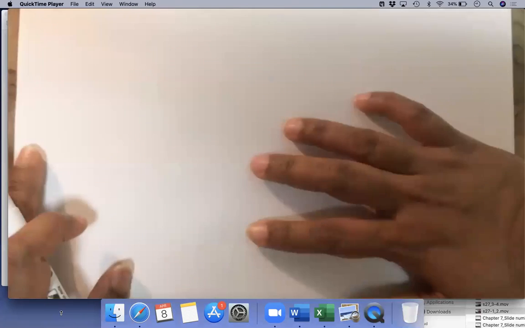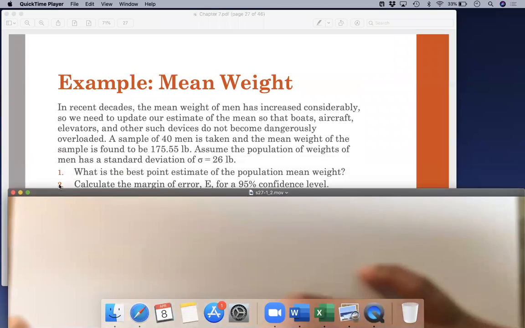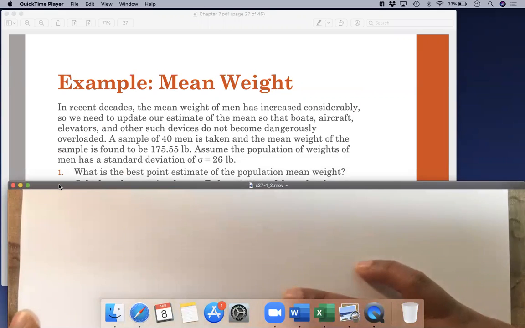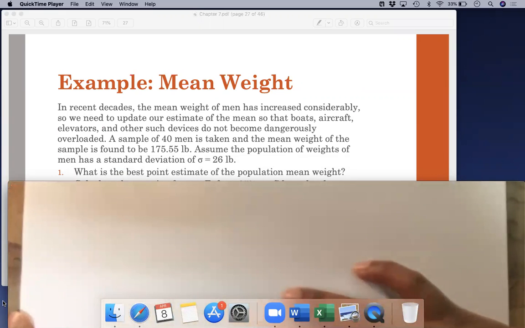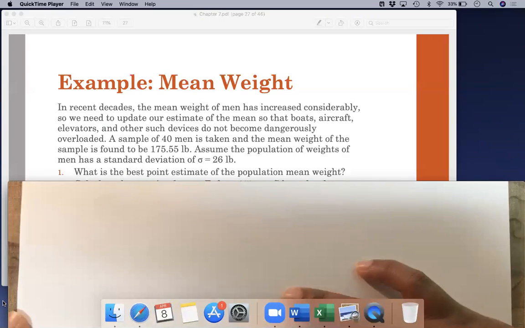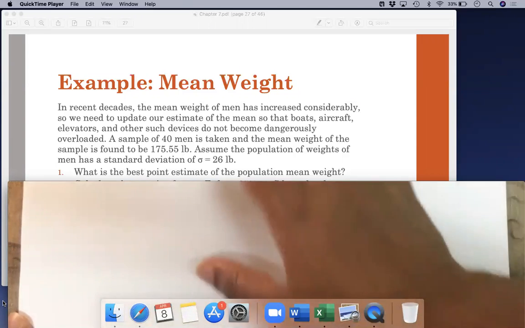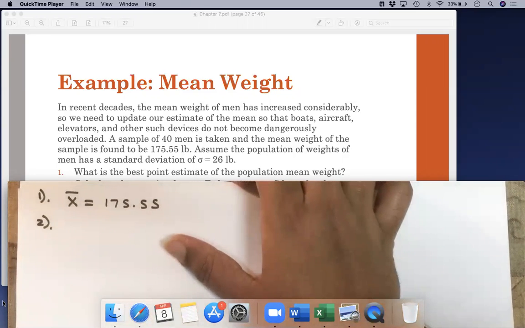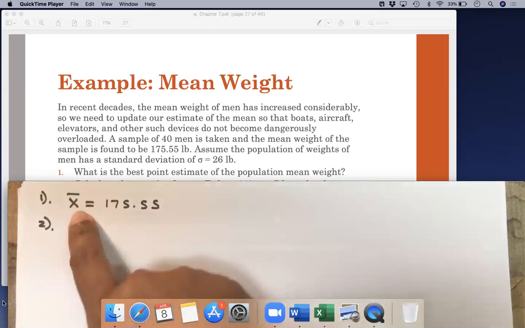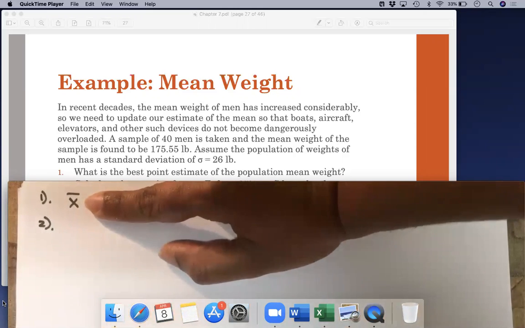Okay, first part, what is that? What is the best point estimate of the population mean weight? So you have to write the best point estimate of the population parameter. Here it's the population mean. So the best estimate of the population mean is the sample mean. Okay, so it's x bar. Here I already wrote down that value, x bar. That is the answer for the first part.